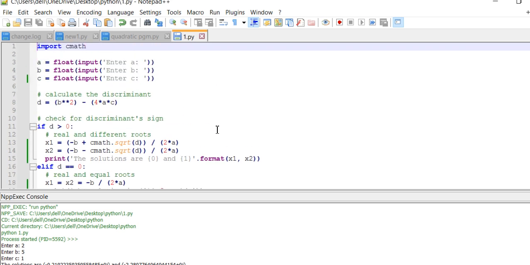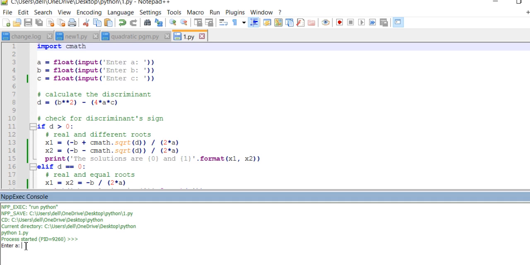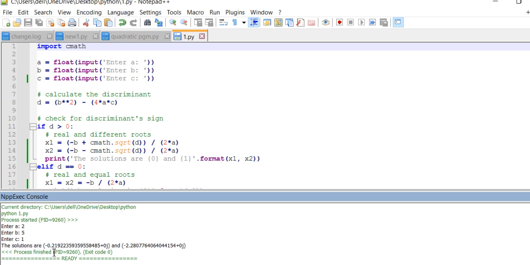So now we are going to run this code. Press Alt plus execution. Now I am giving the values. If I give a equals 2, b equals 5, c equals 1, then it becomes the equation 2x square plus 5x plus 1. You can cross-check by solving this equation in your notebook. Now I am putting a equals 2, b equals 5 and c equals 1, and this is my output. Because I am converting these inputs into floating point values, this is the output.